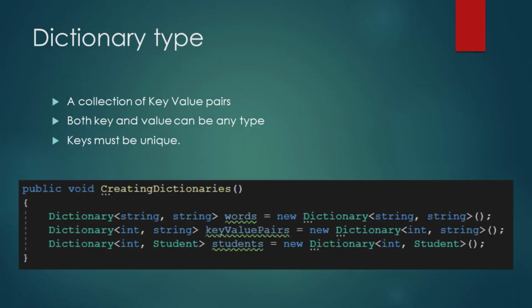A dictionary is a collection of key value pairs. Both the key and the value can be any data type. So you could have a dictionary with a string key and a string value, or one with an int key and a string value, or one with an int key and a student object value. So once we create the dictionary though, how do we add a new key value pair to it?